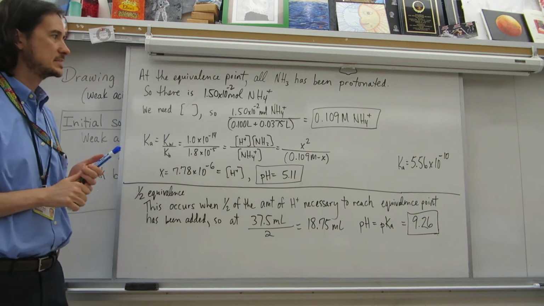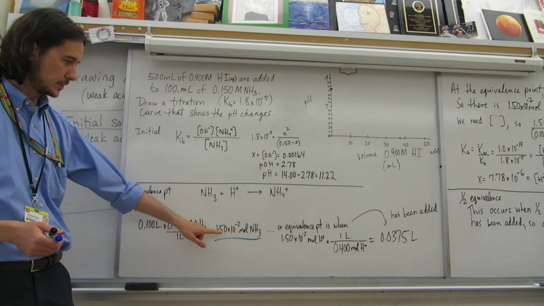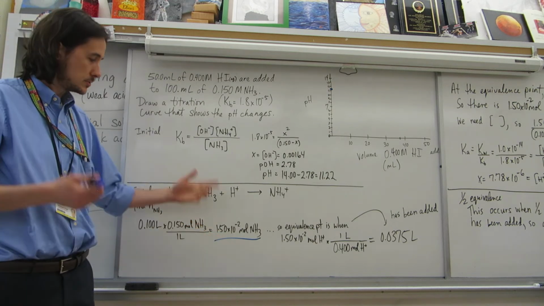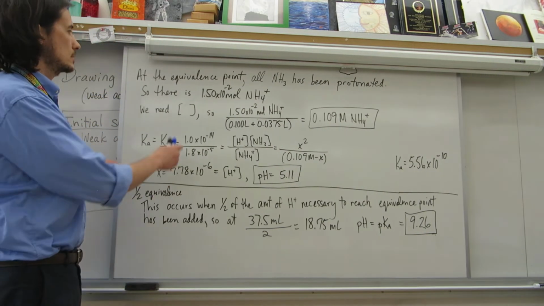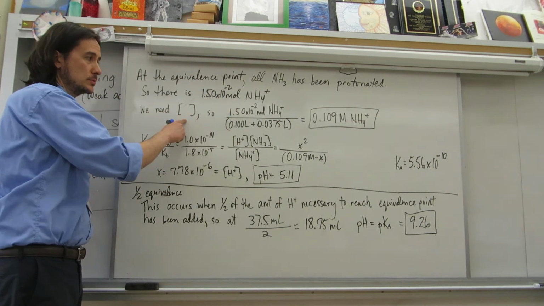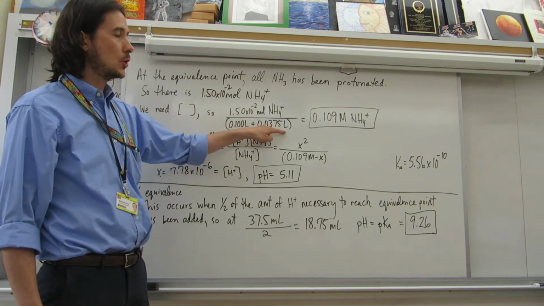We have 1.5 times 10 to the negative second moles of ammonium. Remember we calculated this? That's how much ammonia there is? Well, that's how much ammonium there's going to be. So we need concentration, not moles. So you take the moles of ammonium and you divide by the total volume.